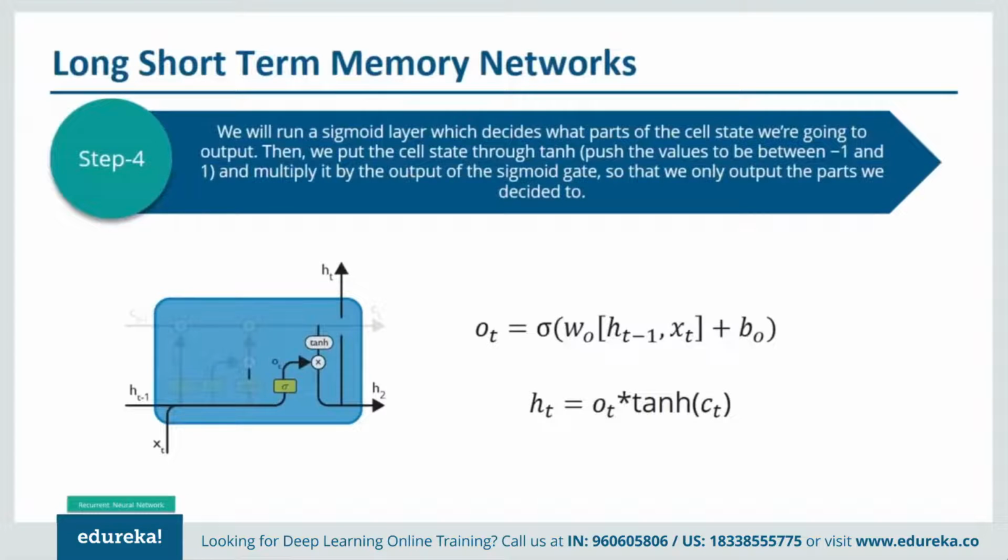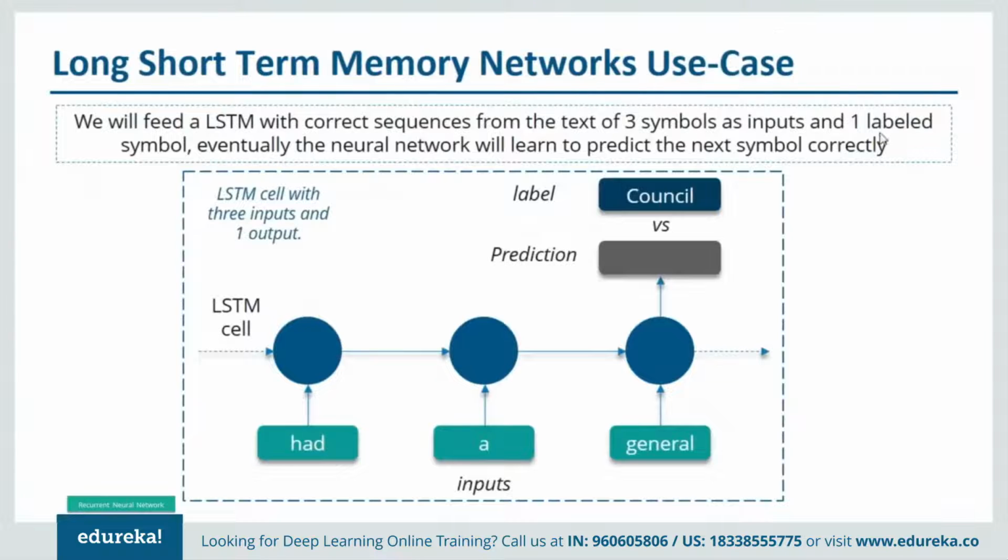Now we'll look at a use case where we'll be using LSTM to predict the next word in a sentence. All right, let me show you how we are going to do that. So this is what we are trying to do in our use case, guys. We'll feed our LSTM with correct sequences from the text of 3 symbols, for example, had a general, and a label, that is council in this particular example. Eventually, our network will learn to predict the next symbol correctly.